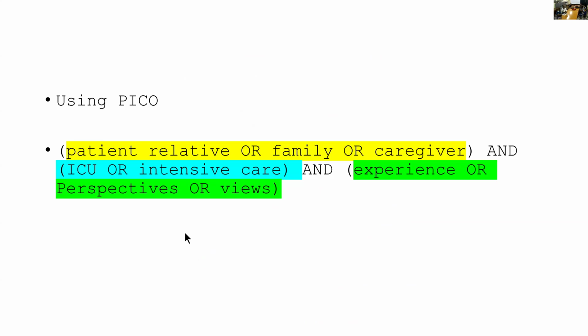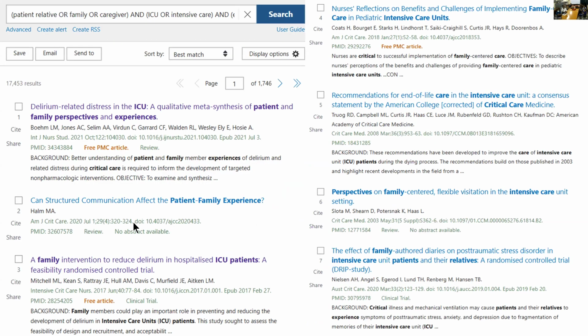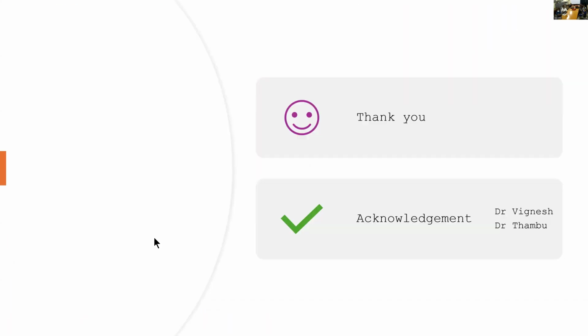Now I've used PICO. There, patient relative or family or caregivers are P, ICU or intensive care is your I, and your O is your outcome, that is your experience. Using it, we have gotten 17,453, almost triple the number of articles. But if you look at it, some of them seem to be irrelevant. Suddenly there is an RCT. We don't really want RCTs in our studies. One more RCT. So as you can see, overall SPIDER is more specific if you're looking for a qualitative study as compared to PICO, where you get a lot of irrelevant hits.